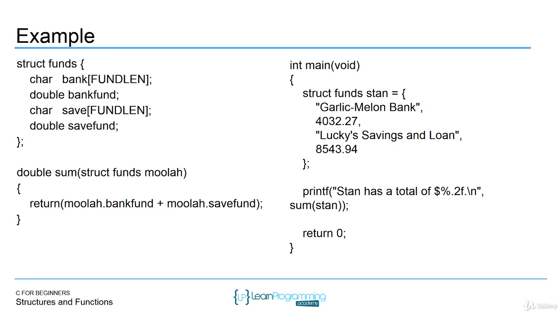And so in our main function, we're creating a structure variable called stan of type struct funds. We're initializing it with some values. And then we're printing out the total of calling sum. And we just pass this structure like we pass any variable. We don't have to dereference it. It's not a pointer. We don't have to really do anything special. We just make sure that in the function declaration we have that struct type there. But everything else looks normal.